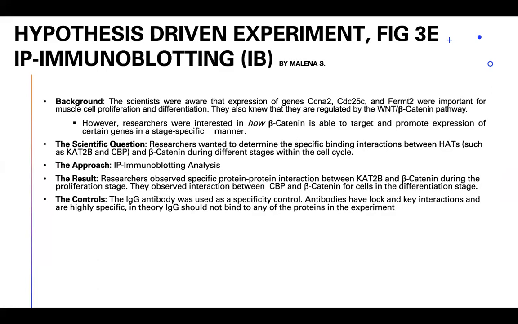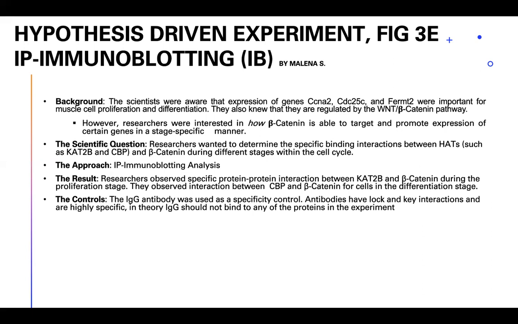Our group decided that figure 3E was the most hypothesis-driven experiment out of the paper. The researchers of the study were already aware that expression of genes CCNA2, CDC25C, and FERT2 was reliant on the Wnt/beta-catenin pathway. However, researchers were interested in how beta-catenin is able to target and promote expression of certain genes in a stage-specific manner. The scientific question: researchers wanted to determine the specific binding interactions between HATs, such as CAT2B and CBP, and beta-catenin during different stages within the cell cycle.